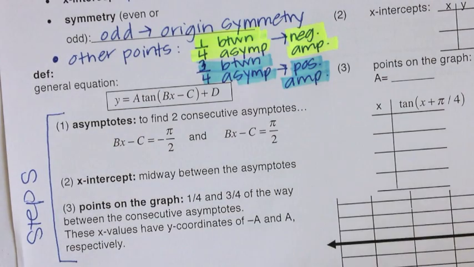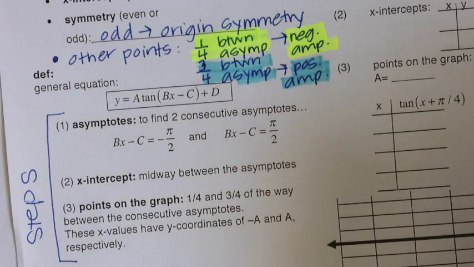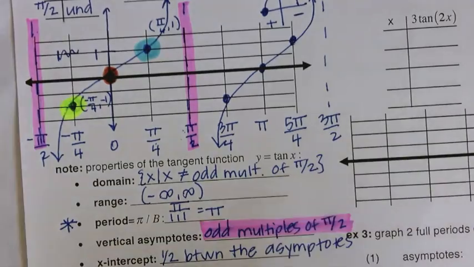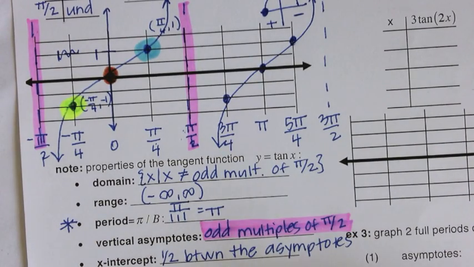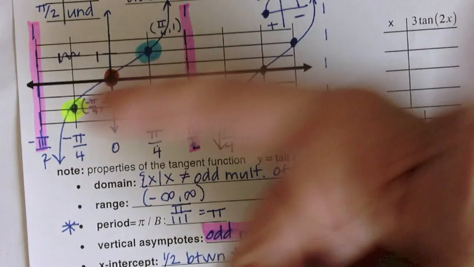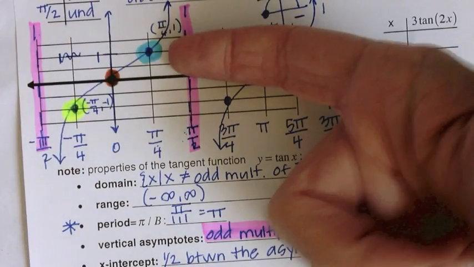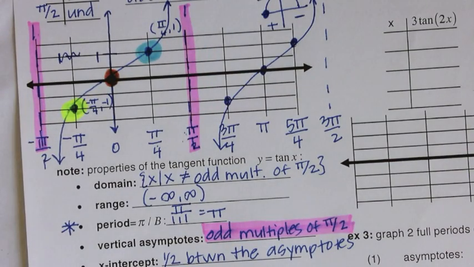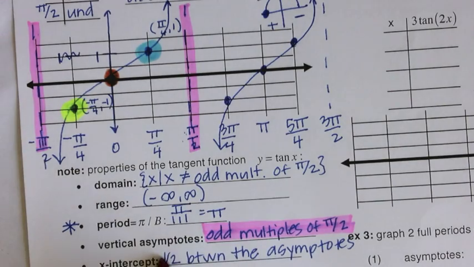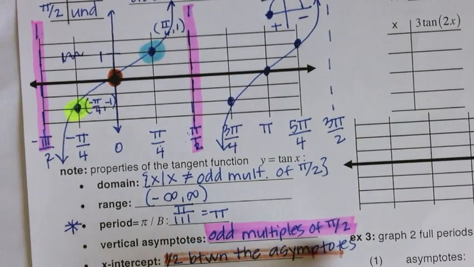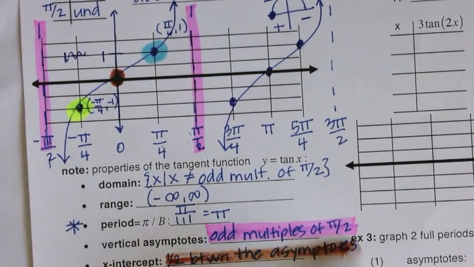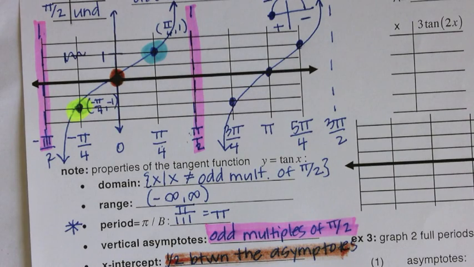So the first step is going to be to find your asymptotes. Why do we want to find our asymptotes? Well, if you notice, the 3 other points that we have are going to be halfway between the asymptotes, 1/4 of the way, and 3/4 of the way. So guess what? Those asymptotes are super important. I'm just going to highlight this in orange right here because this is the orange point halfway between the asymptotes. Okay, so those asymptotes are really the clincher.